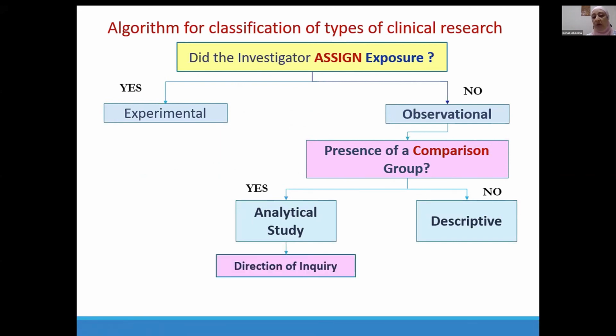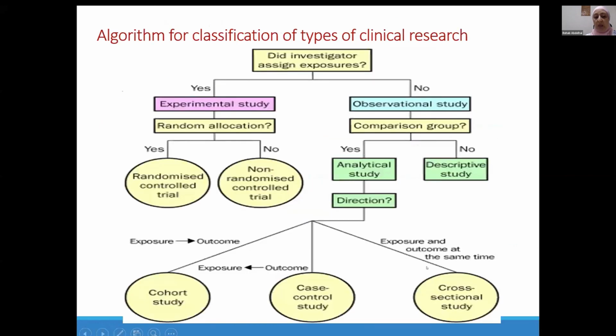section of my inquiry. Direction is related to time. So if I am collecting information about exposure and outcome at the same time, this is a cross-sectional study, and I will go in depth about that. If I am starting with an exposure and following my participants forward in time, I can call this waiting for an outcome to happen. It's called a cohort study. And if I start with the outcome and go backwards, asking about exposures, this is called a case control study.